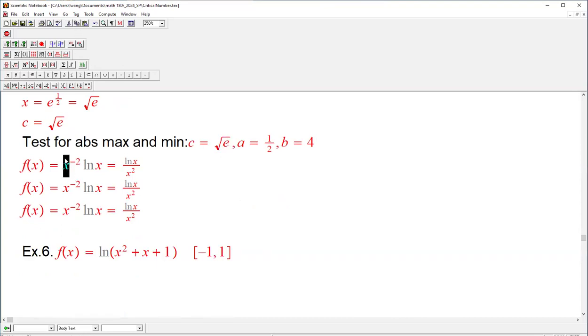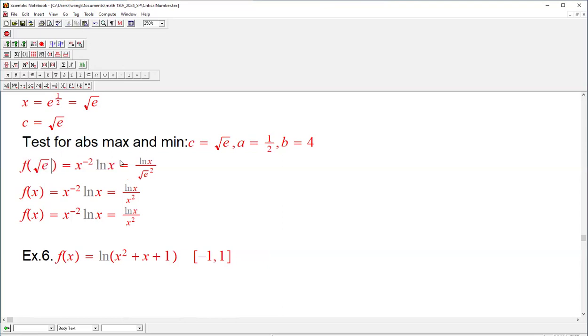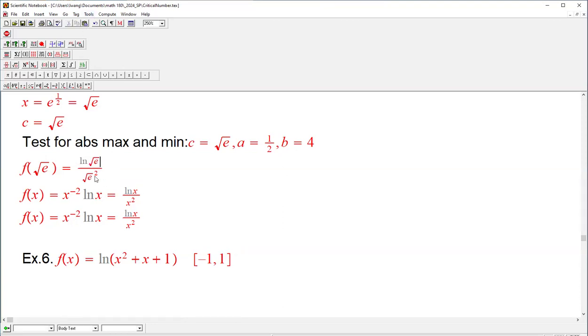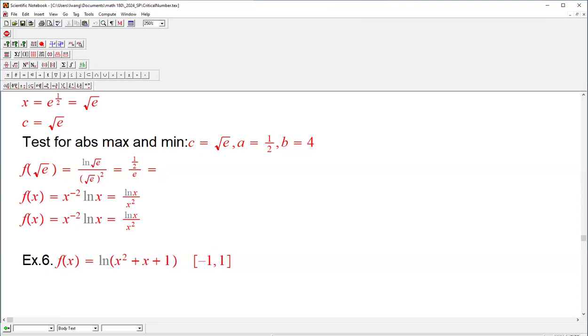So root E, well, let's use this one. Root E, right? Boom. And root E. And this piece is squared, right? Root E squared, that's going to be equal to E. And the natural log of the square root of E equals half. So in the end, it's 1 over 2E.